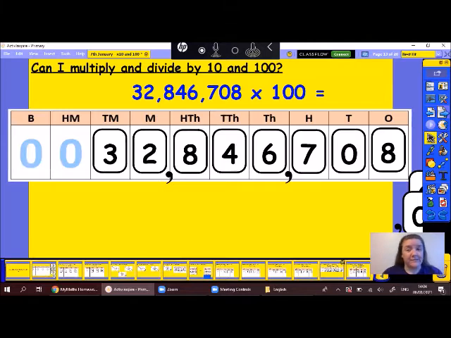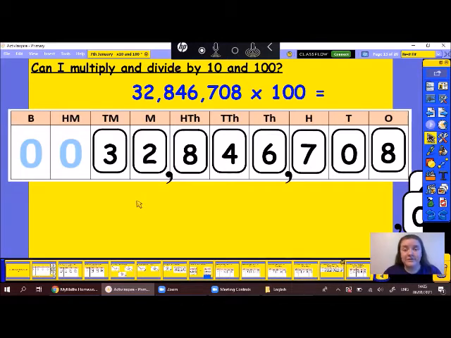What about a really big one though? Do you know what to do with this one? This is a massive number. It's 32,846,708. It's such a big number that I have to put commas in there to help me know how to say it out loud. So 32,846,708. But how do I multiply that by 100?